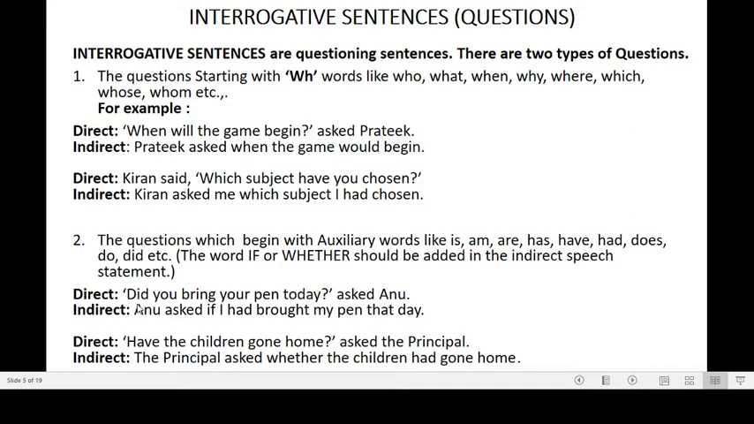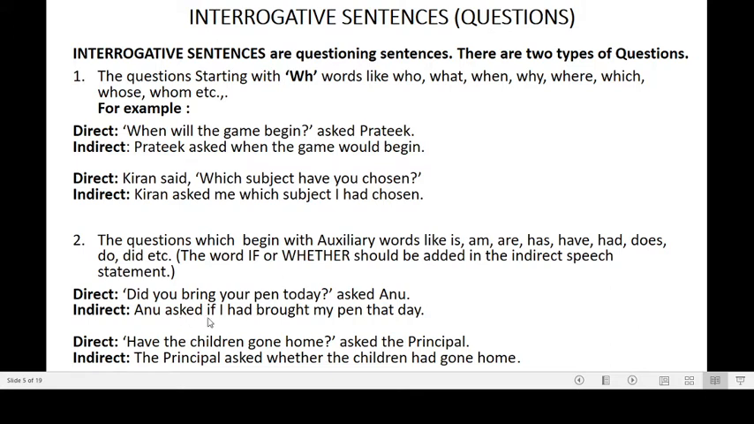Now look at this sentence. "Did you bring your pen today?" asked Anu. Question mark is there, so it is an interrogative sentence, and this question is beginning with a helping verb called did. When we change it into reported speech, we say like this. Anu asked. Here also the reporting verb should be asked. Just like we use the reporting verb asked with WH questions, the same reporting verb has to be used here because it is a question.